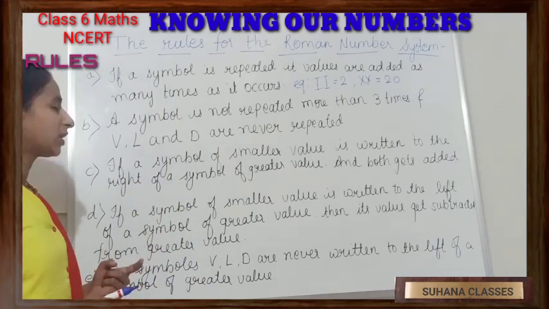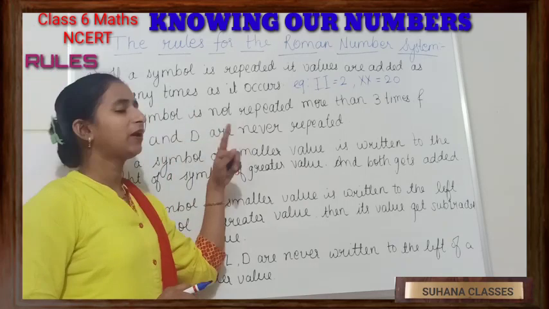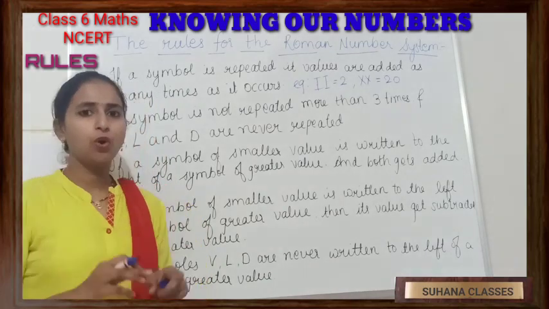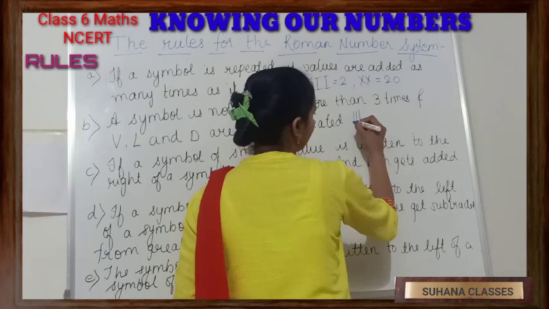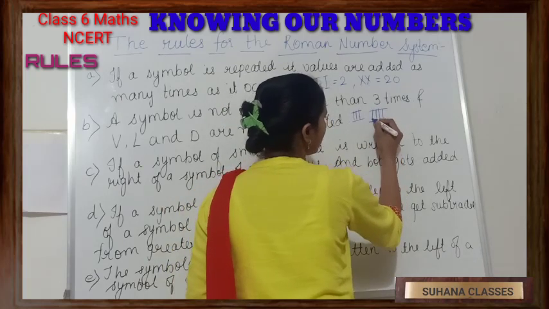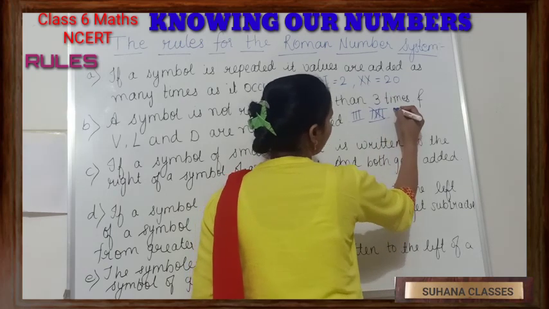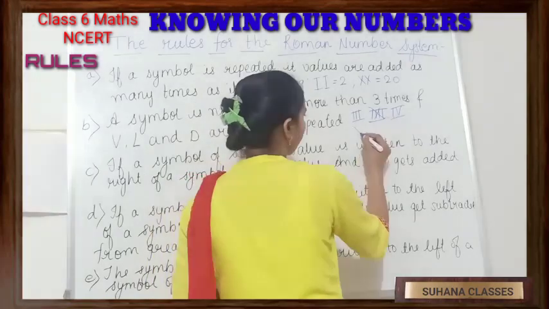Let's see what our second rule is. The second rule says a symbol is not repeated more than 3 times. Yes students, it's right. I told you if I want to write 3, I can write 3 like this. Can I write 4 like this? No, because I can't repeat this symbol 4 times. This is wrong. So for that, what I do is write 4 like this. So I can't write 40 like this.